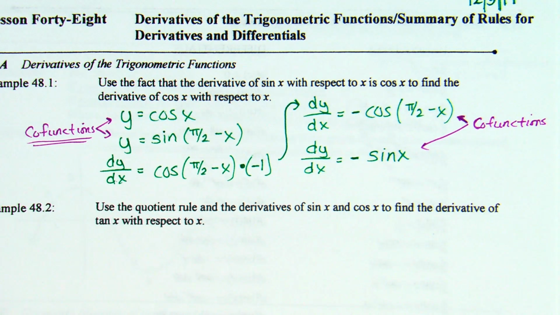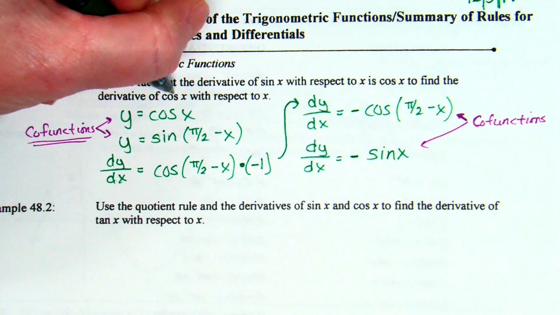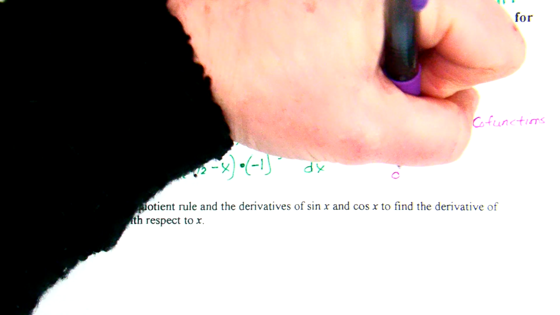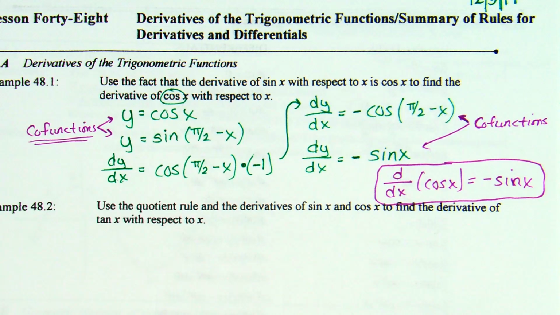Now, what was the whole point of this? We're using that fact to find the derivative of cosine with respect to x. Did I find that? We started with cosine. What's the derivative? The derivative of cosine is negative sine. I'm going to be writing out the various ones we find today. A way to write this is d dx of cosine x, saying the derivative of cosine x is equal to negative sine x.